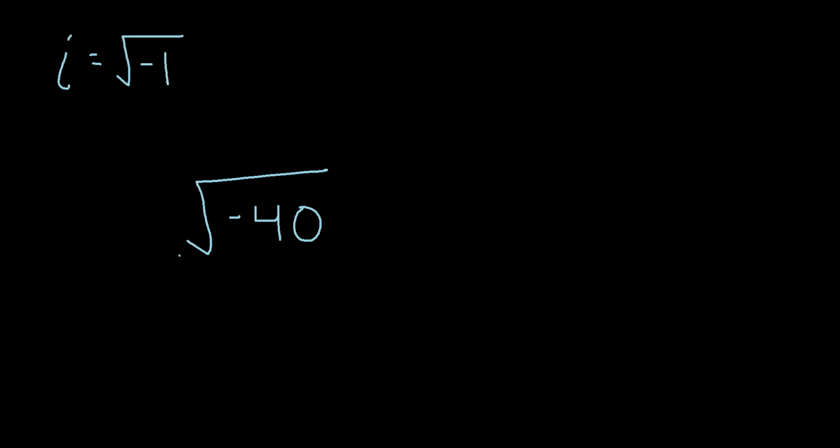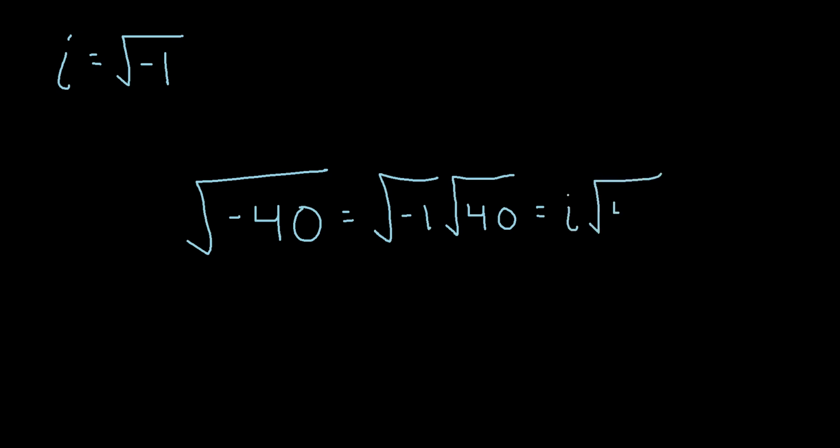So we could rewrite the square root of negative 40 as the square root of negative 1 times the square root of positive 40. And remember, we just said that the square root of negative 1 is equal to i. So we could rewrite this as i times the square root of 40. Now, from here, to simplify the square root of 40, we need to do something called prime factorization, where we break down 40 into factors until we're left only with prime numbers.